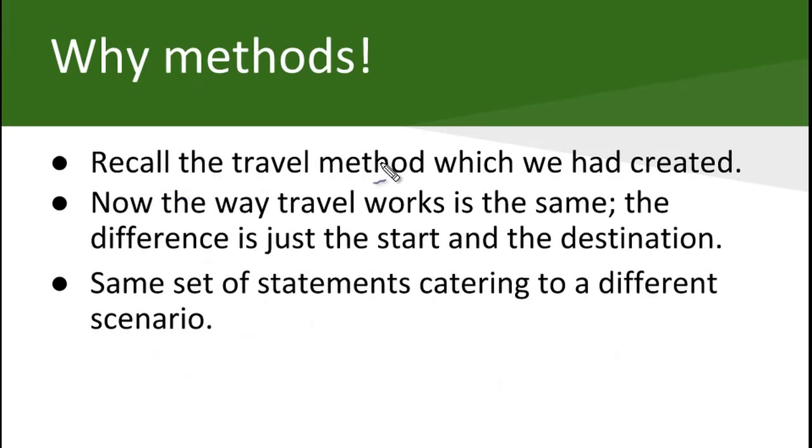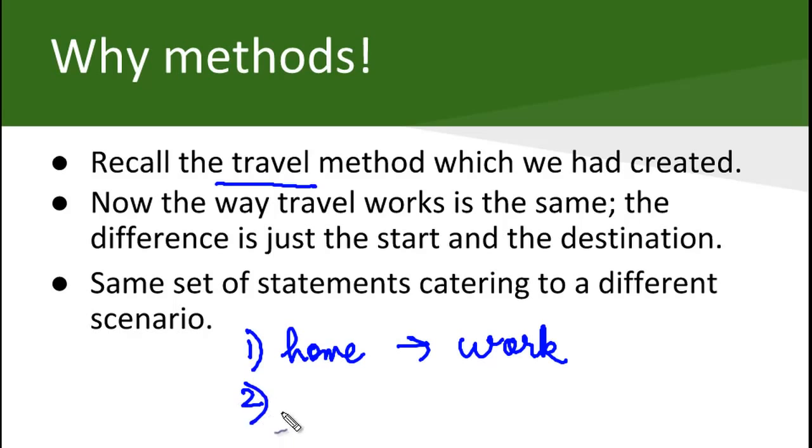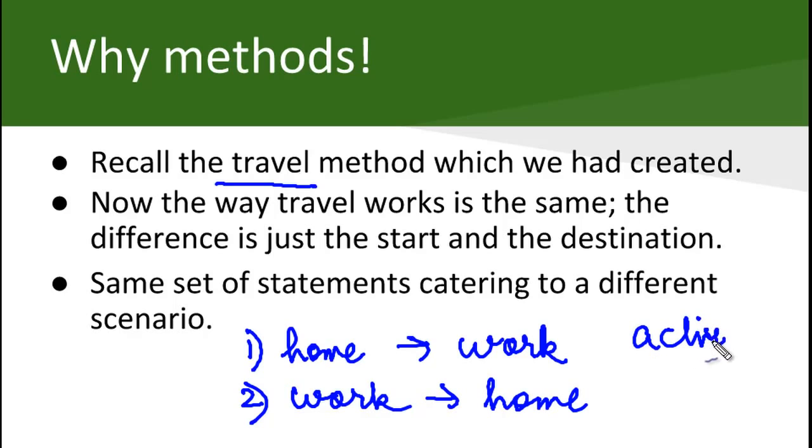The important question here is, why do we need methods? So recall the travel method we had created. In our first instance, we were traveling from home to work. Then in the second instance, we were traveling from work to home. Now notice that the activity is the same, that you are basically traveling.